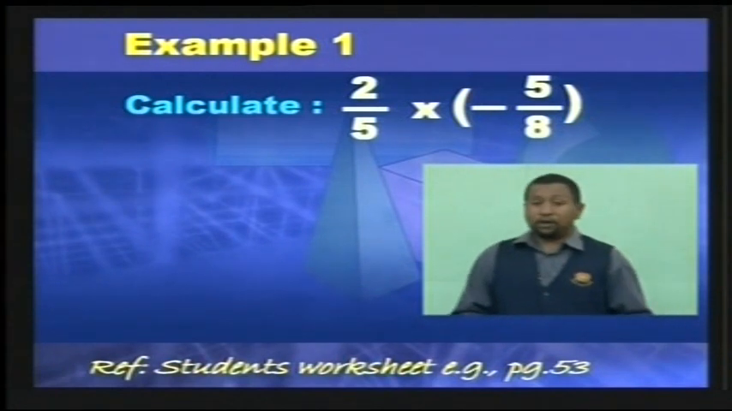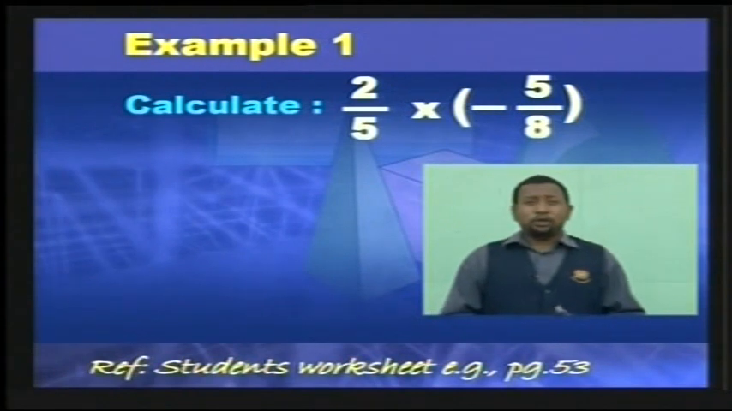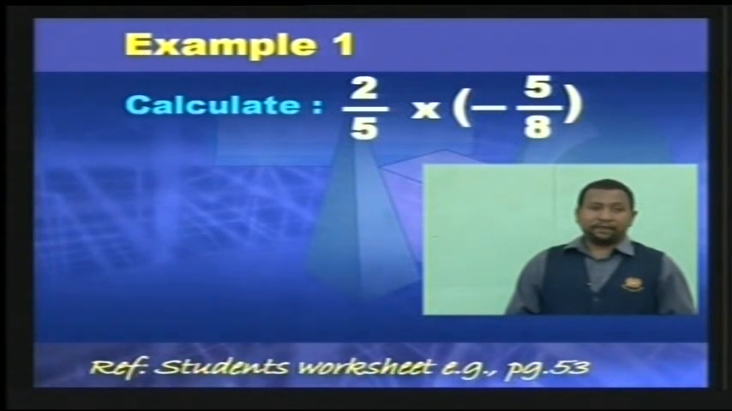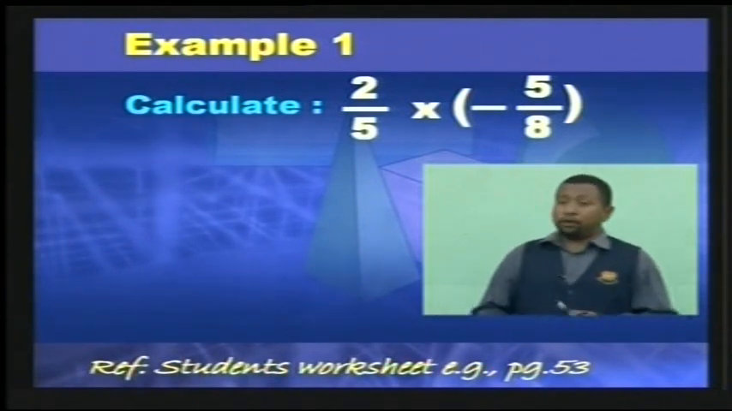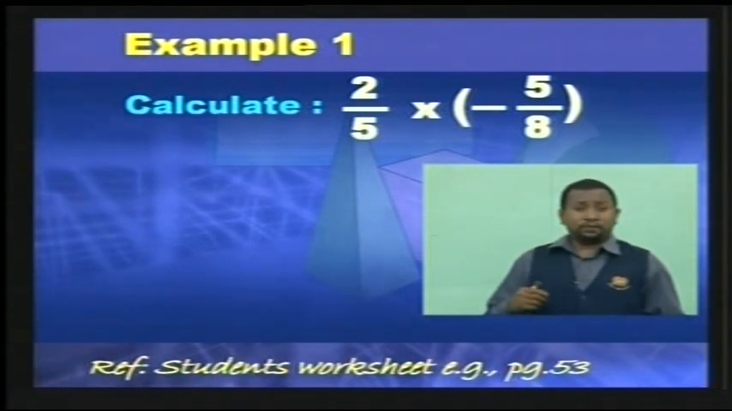Now, I've got an example activity for you on the screen. The example activity reads 2/5 times negative 5 over 8. 7Es and receiving students, the example activity on the screen is 2/5 times negative 5 over 8. Now, this is what we are going to do. I am going to go through the steps together, and I would like you to listen carefully and take note of the steps that we are going to go through. Class, all sit up straight. Receiving students, please listen carefully.